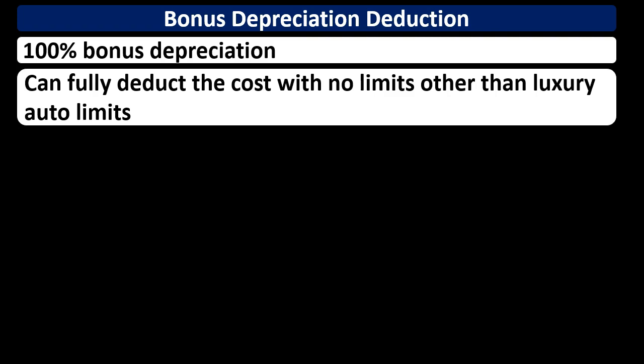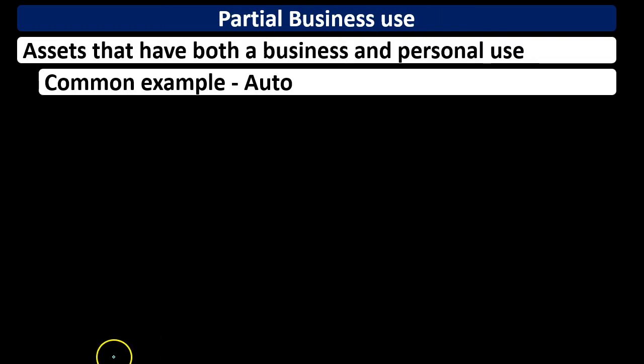Then we also have bonus depreciation, which is another incentivizing transaction, a similar kind of concept to be able to take more of the depreciation in the first year. We're going to have the 100% bonus depreciation, which is huge. So we can fully deduct the cost with no limits other than luxury auto limits in many cases. This will actually reduce the need or the significance of the 179 deduction in many cases, because we'll get the full deduction in terms of the bonus depreciation at this point.